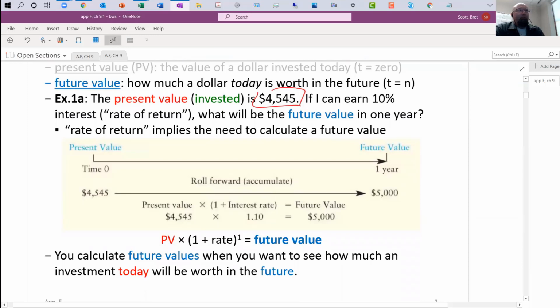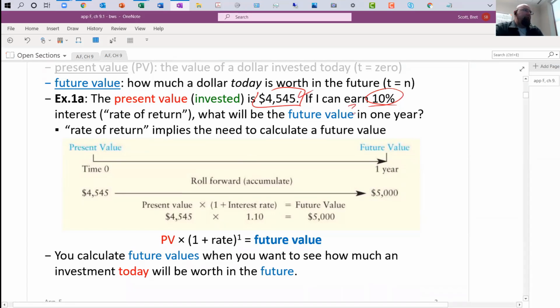And we believe if we invest it into some type of mutual fund or exchange traded funds, ETFs, or some type of index fund, we can generate a 10% return over the next year. What's the future value in this case? I know the present value. I don't know the future value.